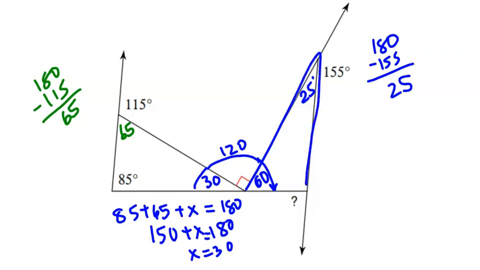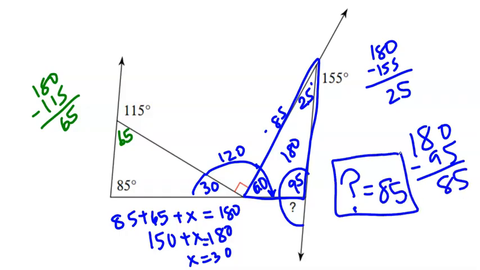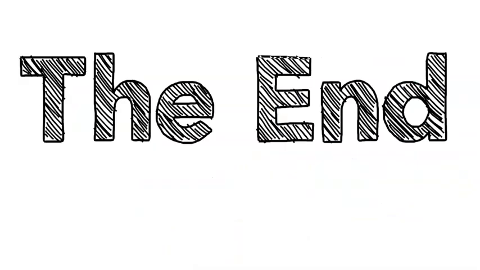And this is a triangle. And 60 and 25 make 85. And I need to get to 180 to make a triangle. So that means I need 95 more. And if these two are supplementary, then I can finally find my missing question mark. So 180 minus 95 is 85. So the question mark angle is 85 degrees. That's how you find missing angle measures.